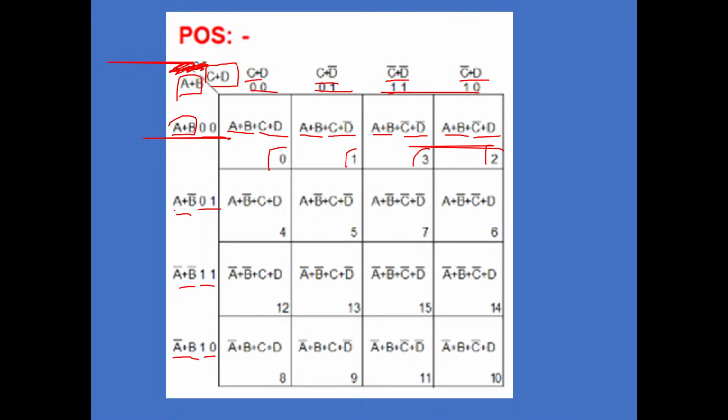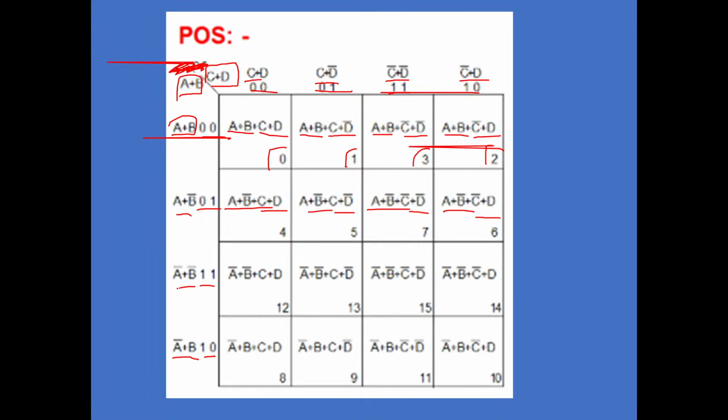Next, on the left side, A plus B bar is there. So write down A plus B bar, A plus B bar, A plus B bar, A plus B bar. Top C plus D is there. Write down C plus D, C plus D bar, C bar plus D bar, C bar plus D.